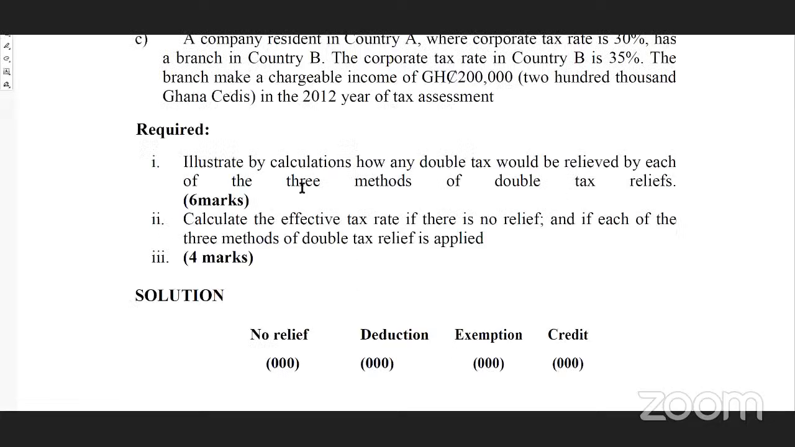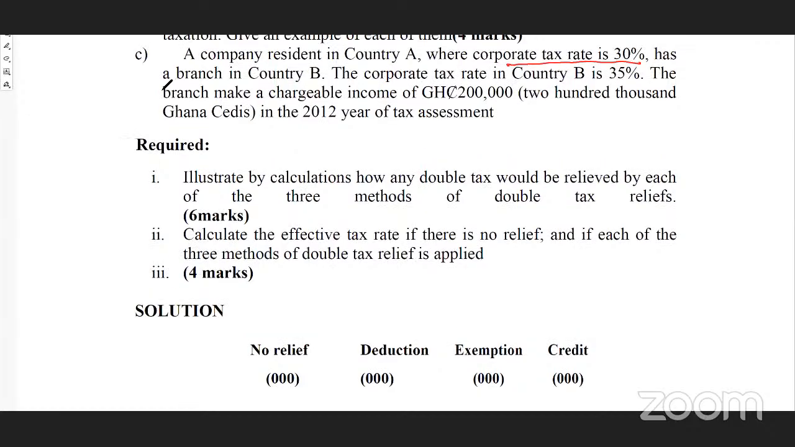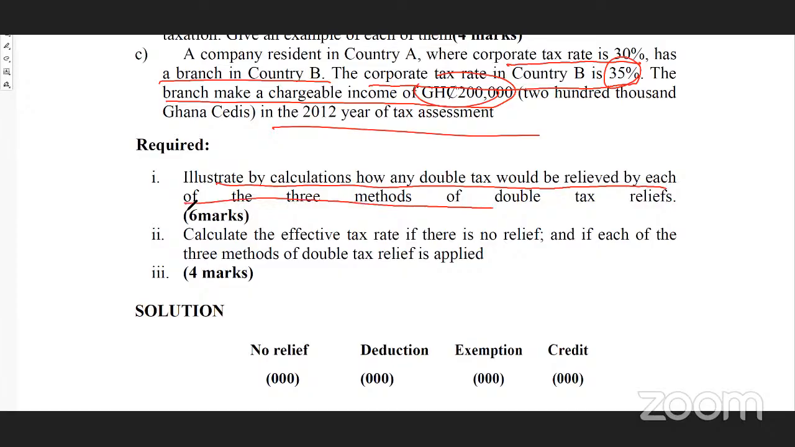Look at the question before you. A company resident in country A, where corporate tax is 30%, has a branch in country B. The corporate tax rate in country B is 35%, and the branch makes a chargeable income of 200,000 Ghana cedis in the 20XX year of assessment, right? Illustrate by calculations how any double tax will be relieved by each of the three methods of double tax relief. 6 marks. Calculate the effective tax rate if there is no relief, and if each of the three methods of tax relief is applied, right?